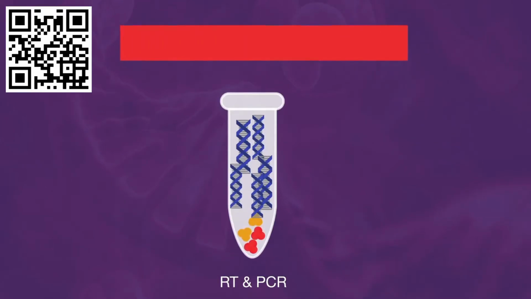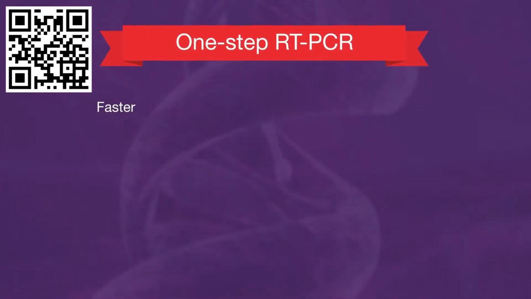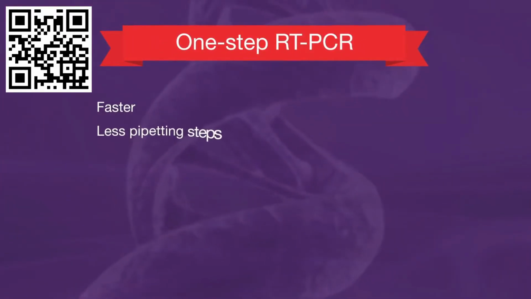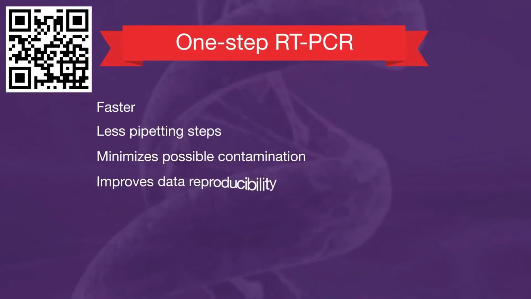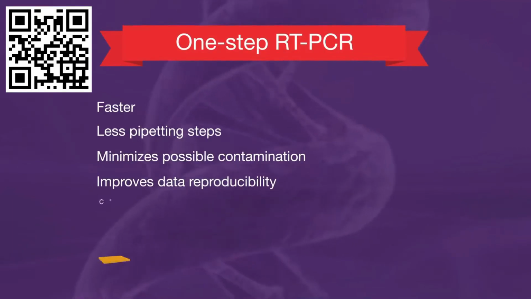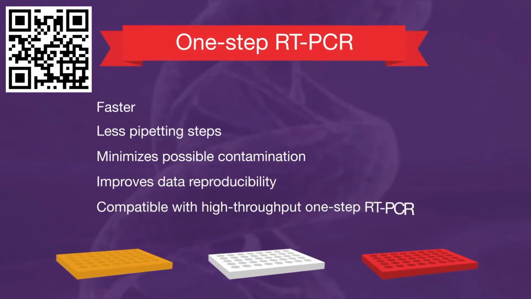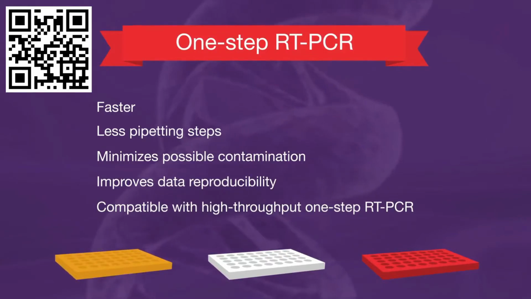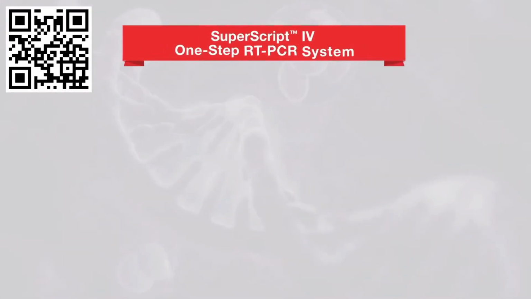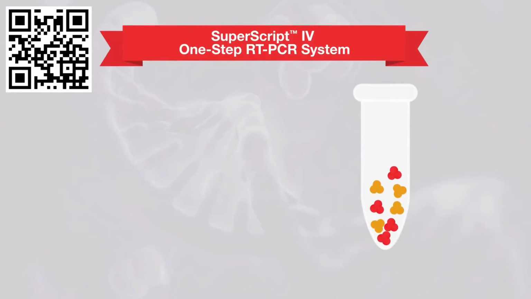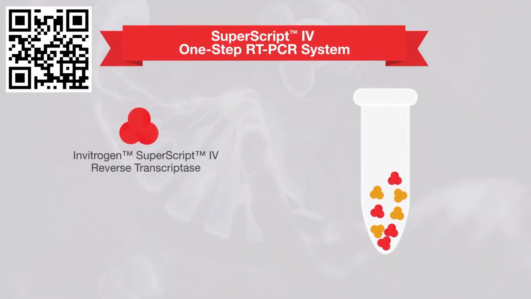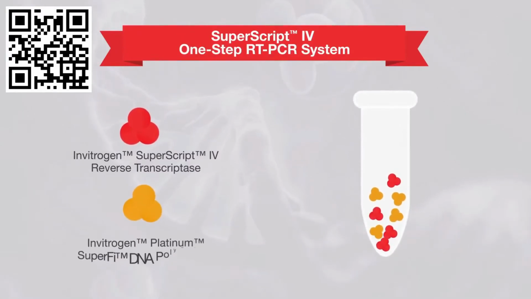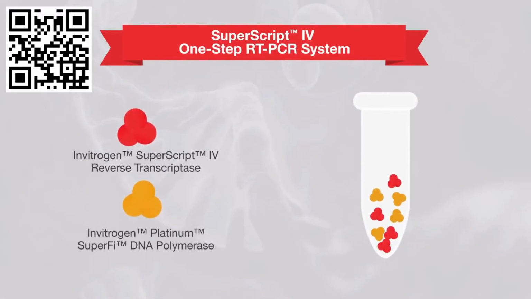Not only is the one-step RT-PCR approach faster, it also requires less pipetting and minimizes possible contamination, thereby improving data reproducibility. It also enables easier processing of large numbers of samples for high-throughput applications. The Invitrogen SuperScript IV One-Step RT-PCR System combines the SuperScript IV reverse transcriptase with the high-fidelity Platinum SuperFi DNA polymerase to allow highly efficient one-step RT-PCR.